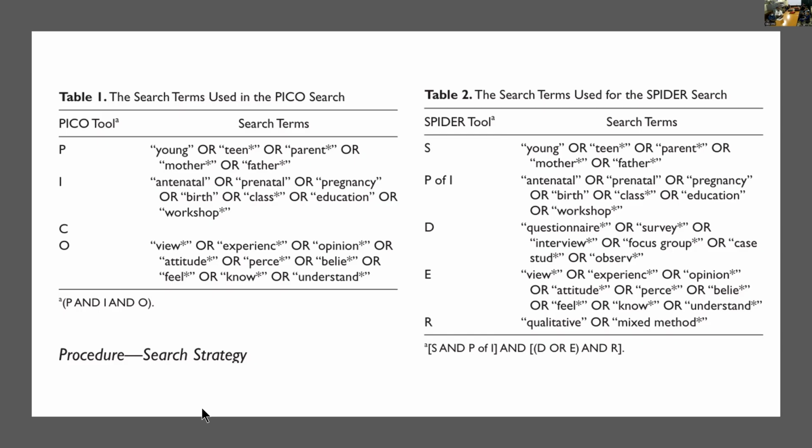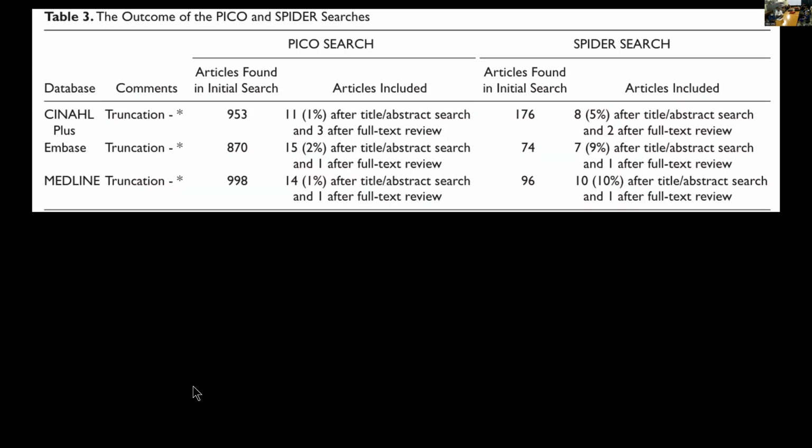So they have taken sample and phenomenon of interest at hand, and they combine that with D, E, and R. Okay, so D or E, that means this or this. And they combine AND with that R. So this is how they did the search strategy. So these are the final outcomes. So they have given the results of searching in each of those databases.